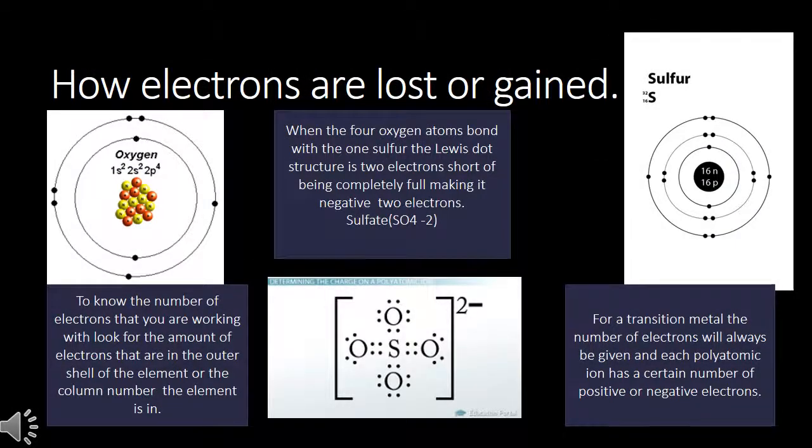How electrons are lost or gained. The number of electrons you are working with depends on the valence electrons in the outer shell of the element. For transition metals, the number of electrons is always given, and polyatomic ions have certain amounts of electrons. When the 4 oxygen atoms bond with the 1 sulfur, the Lewis dot structure is 2 electrons short of being completely full, making it -2. Sulfate, SO4 -2, as shown below.